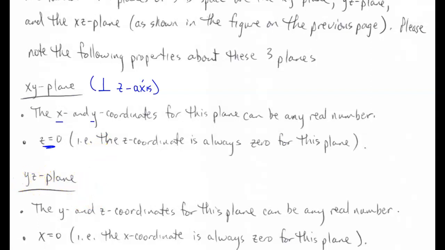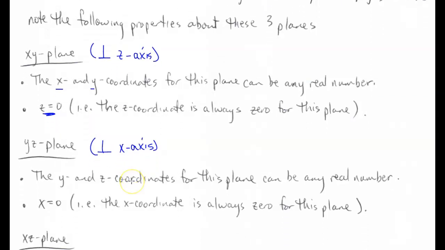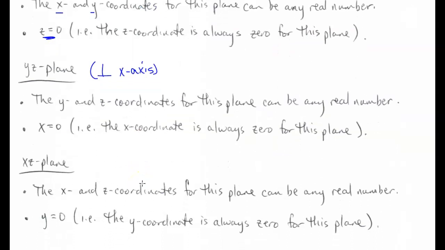Similarly, for the YZ plane, we know that the YZ plane will be perpendicular to the X-axis. Our Y and Z coordinates can be any real number, but of course our X coordinate would always have to be 0. And finally, for the XZ plane, we know that the XZ plane is going to be perpendicular to the Y-axis. And again, X and Z coordinates can be any real number, but our Y coordinate would have to be 0.